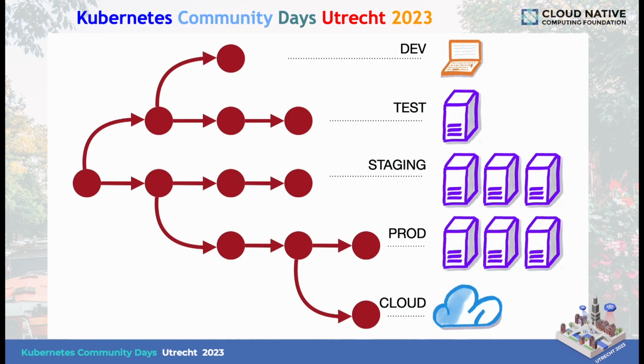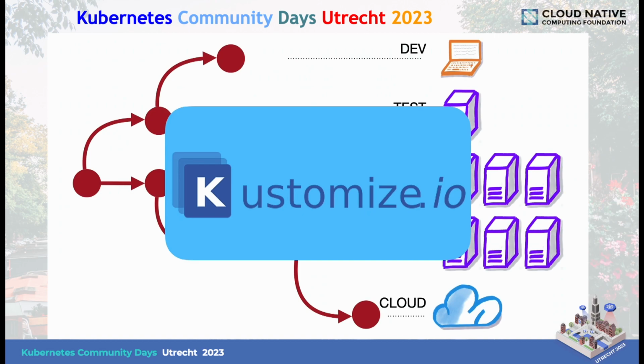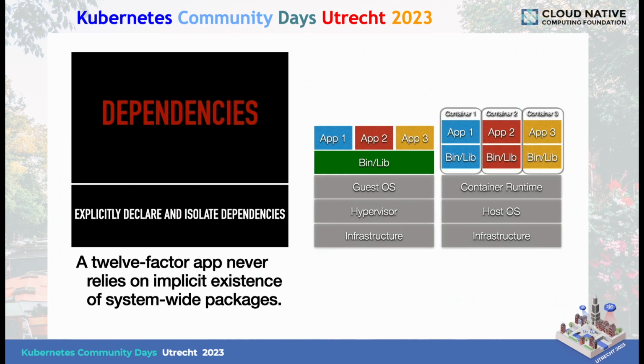Human intelligence. Yeah. We have a tool called Kustomize. It's embedded in kubectl. You just have a base manifest, and then you can use Kustomize to deliver to these different environments. So for dependencies, a 12-factor app never relies on implicit existence of system-wide packages. This is what we had in the VM era. Binaries and libraries are deployed on the OS, and we got rid of that by containerizing our applications already.